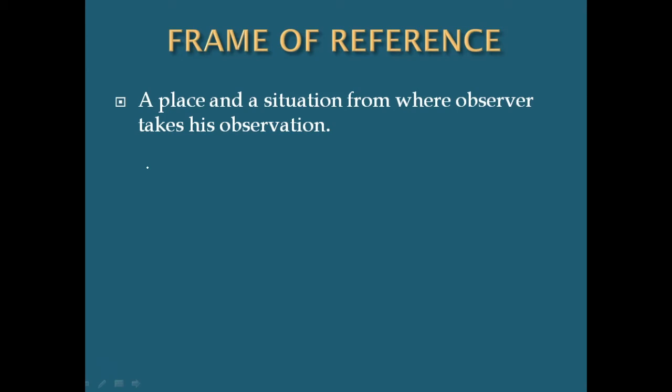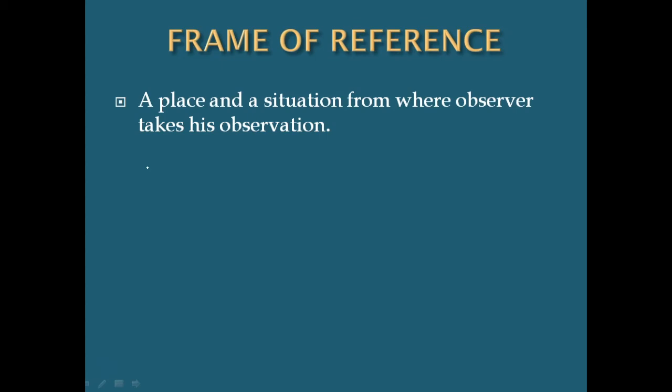A passenger in the train would find the bag stationary, but a person standing by the roadside would find the bag in motion. If the bag is in the train, the passenger who is traveling with the same speed as that of the train, for him that bag is at rest. But for the man who is standing outside the train, that bag is in motion. Thus, the bag is at rest if it is observed from the train, and it is in motion if it is observed from the roadside.